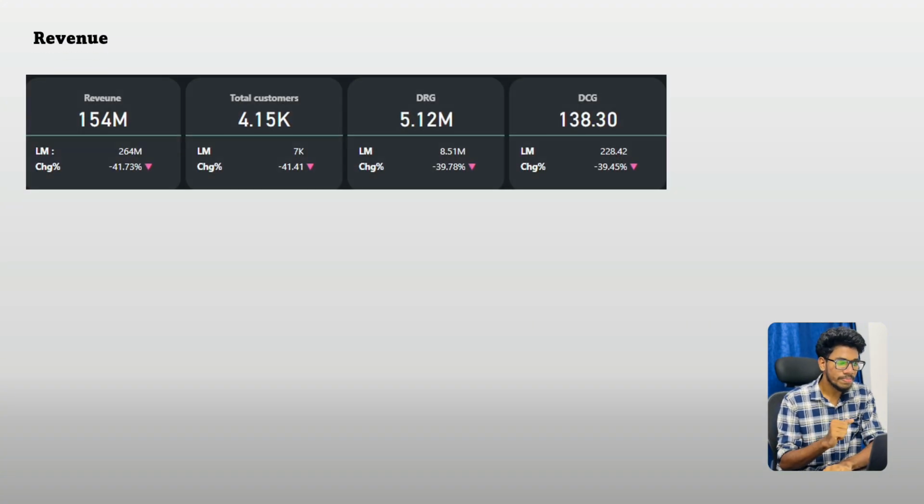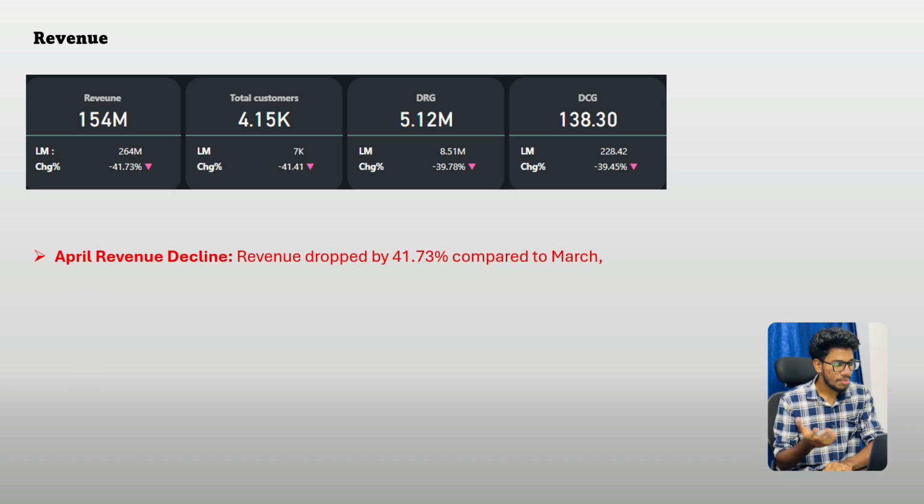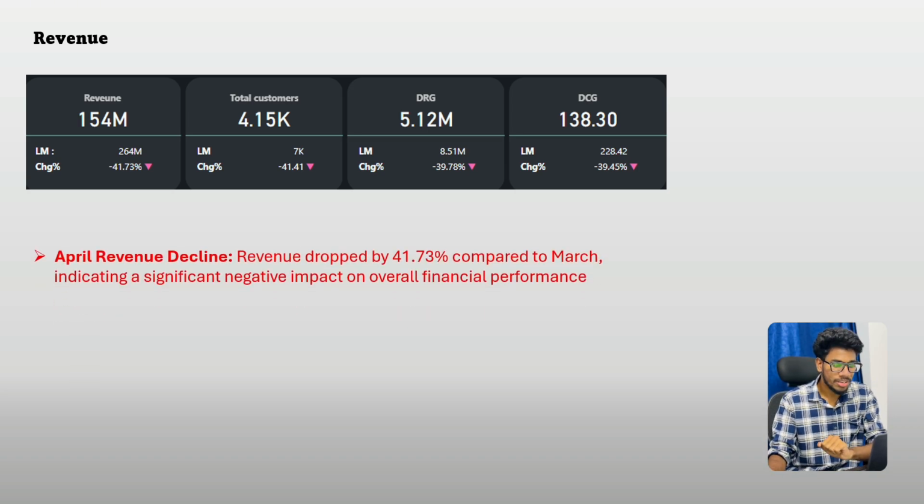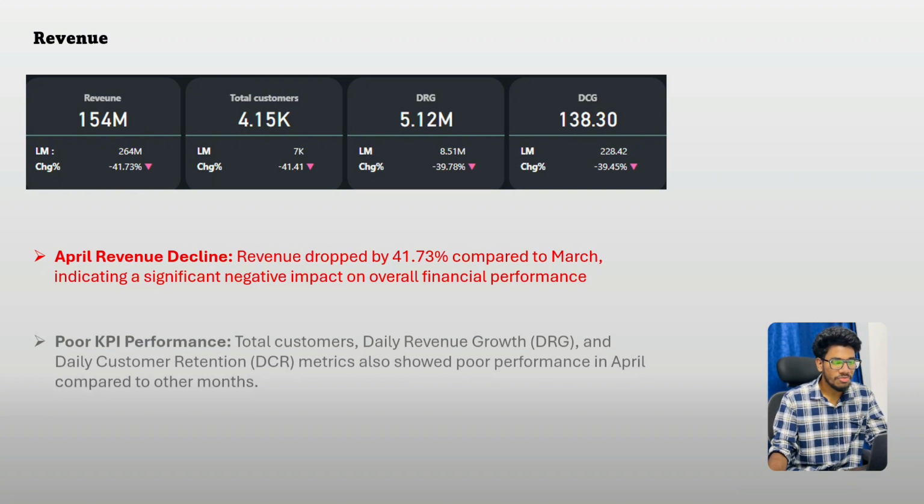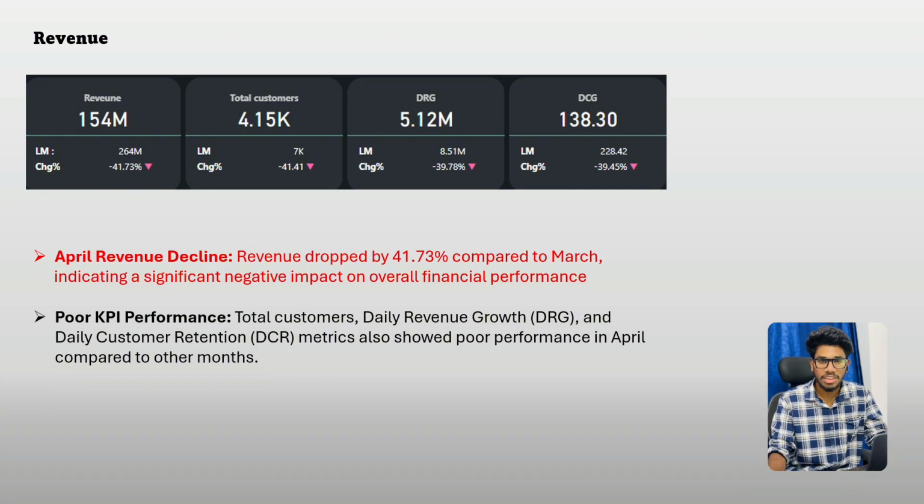So we can observe revenue declined in the month of April, and it dropped by 41.73% compared to March, which is showing a negative impact on the overall financial performance. And also the remaining KPIs like total customers, daily revenue growth and daily customer growth are not performing well, showing poor performance in April compared to other months like January, November, December. Compared to all the different months, April is performing very poorly, and we need to tackle why this is happening, why the revenue and total customers are not performing well in the month of April.